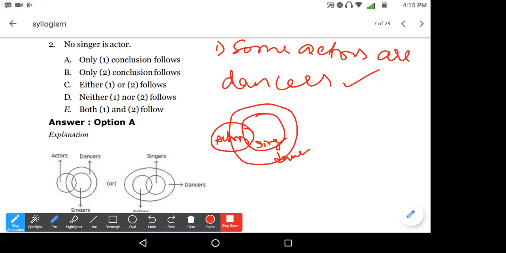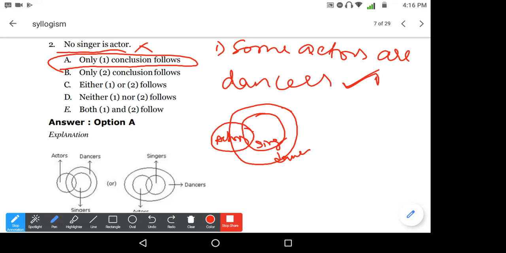Now the second conclusion, no singer is actor. Now no singer is actor I cannot say, because if you see here in this circle there is a small circle which says actor. So I cannot say this. So no singer is actor is false. This is false and this is correct. So what is my answer? Only one conclusion follows. Only the first conclusion is correct and only one conclusion follows.